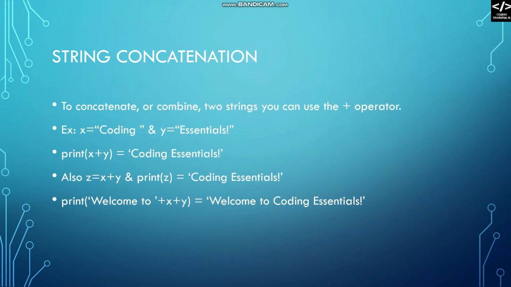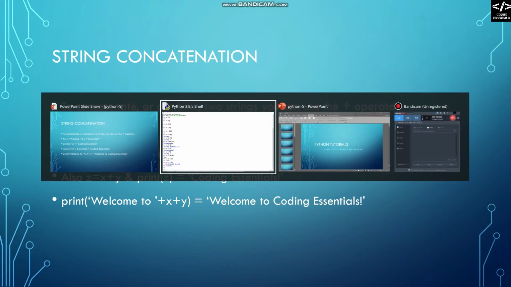Let's go to string concatenation. To concatenate, or to combine, two strings, you can use the plus operator. So basically, concatenation is combining two strings. Next, let's take an example.